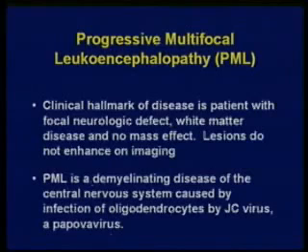So the clinical hallmark of disease, and this is important, well, everything I say is important, but this is just a little bit more important: focal neurologic deficit, white matter disease, no mass effect, right? Lesions do not enhance on imaging. And I'm going to give you examples of other diseases that have mass effects or enhance on imaging. Okay? So PML is a demyelinating disease of the central nervous system caused by infection of oligodendrocytes by a JC virus, which is a papovavirus.